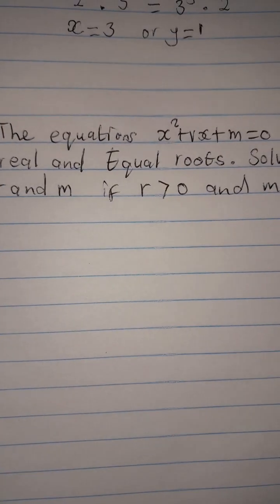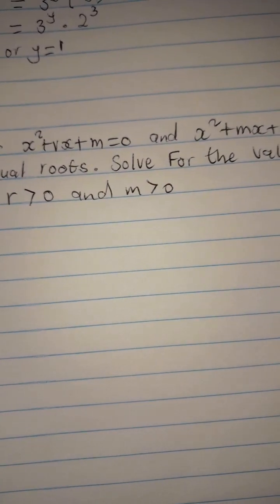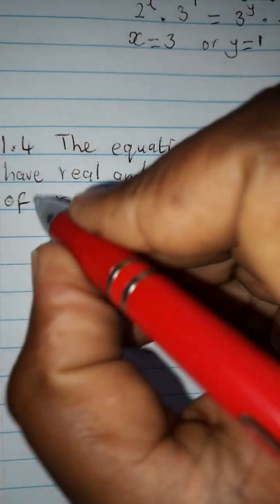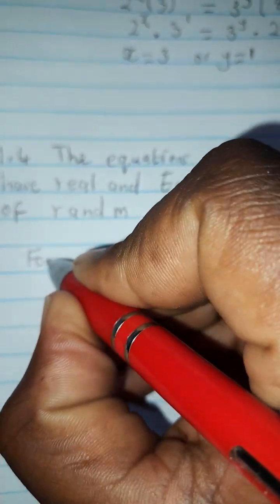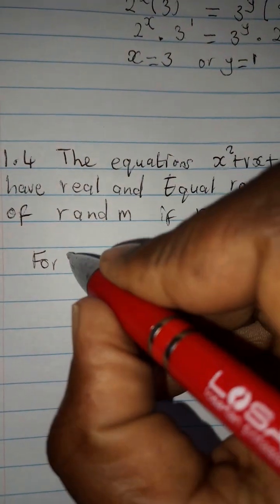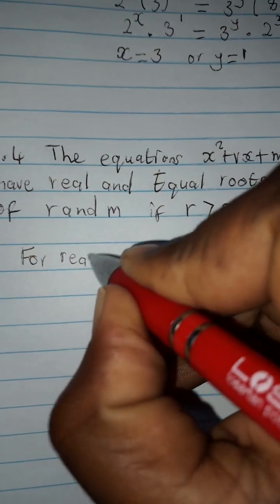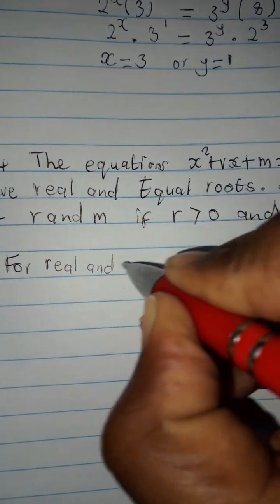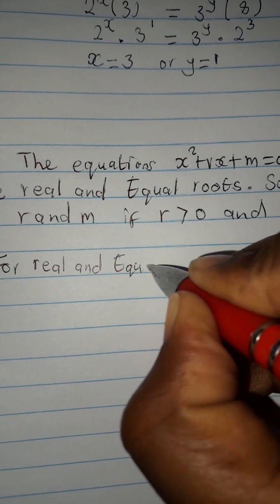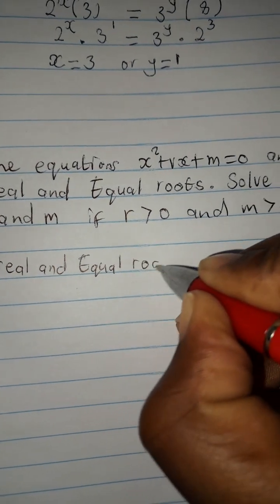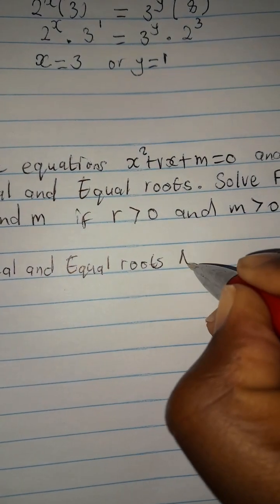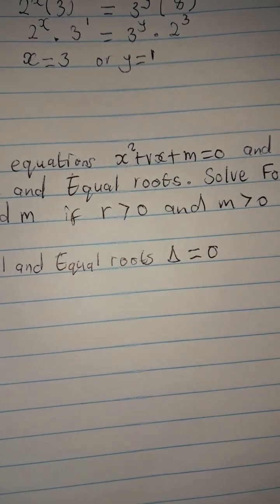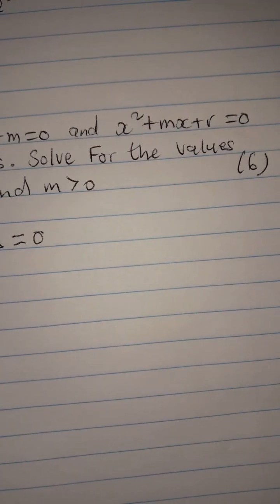So first things first, guys, we are told that both of these equations have real and equal roots. Just write this, you get a mark for writing it. For real and equal roots, delta is equal to 0. That is 1 mark, so we are left with 5 marks actually.